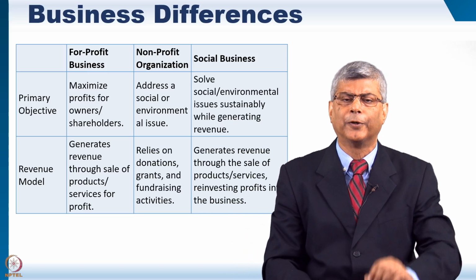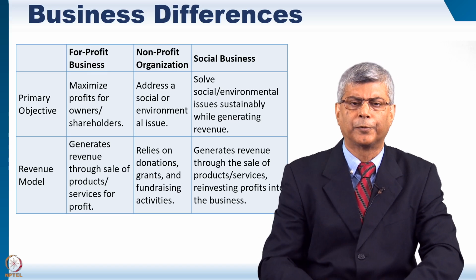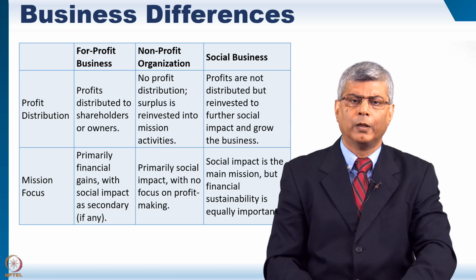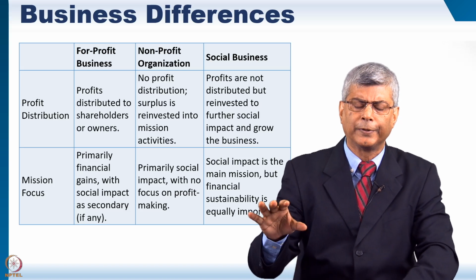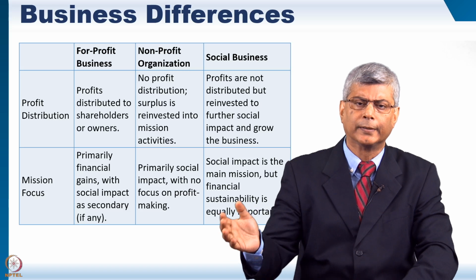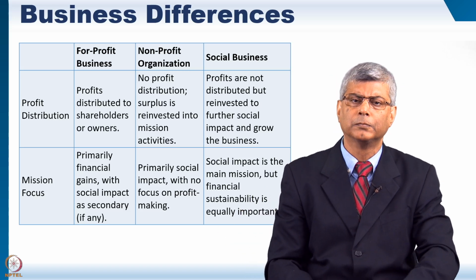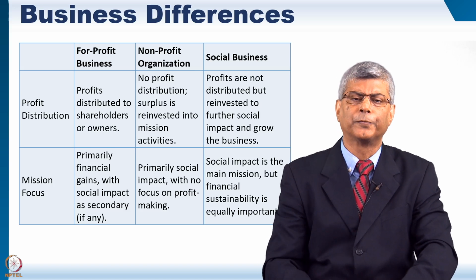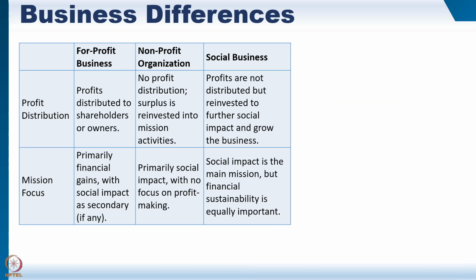And of course, a for-profit business is selling products and services to generate profits. As I said, the profit distribution is that for-profit businesses give the profits back to the owners. Not-for-profit may not even generate any profits, but a social business generates profits and uses it for its mission.